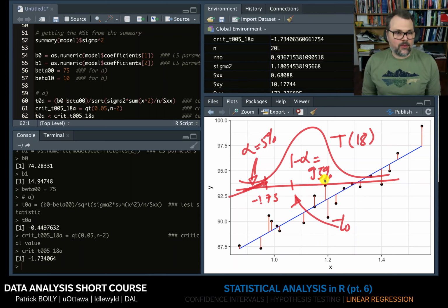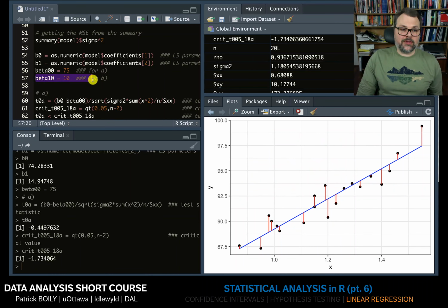And that makes sense, right? We look at the data and it looks like the intercept could be 75. So we can't reject the null hypothesis. But remember, we never accept the null hypothesis. We can also test for the slope being equal to 10.